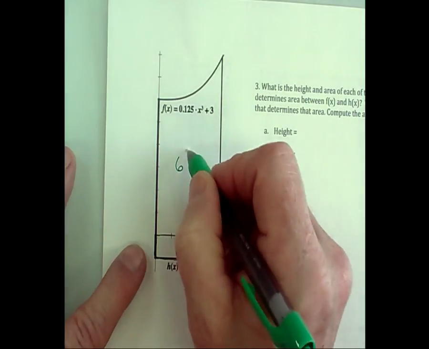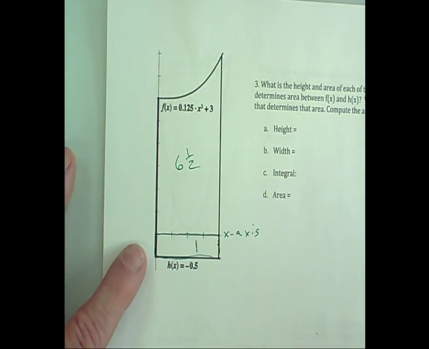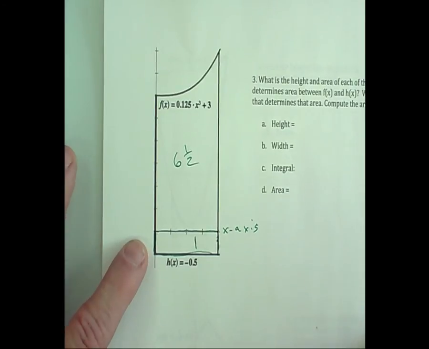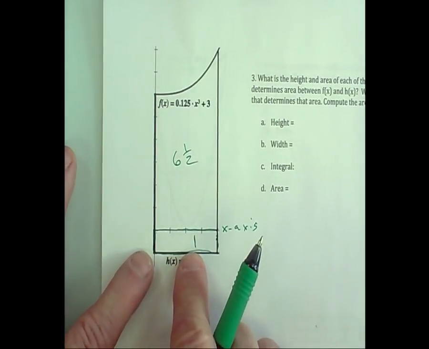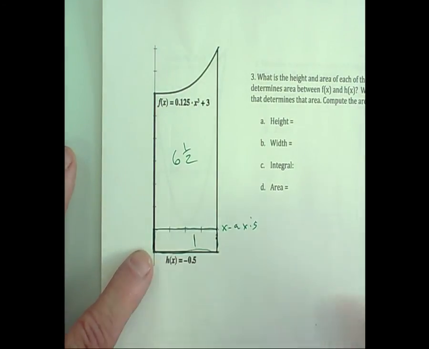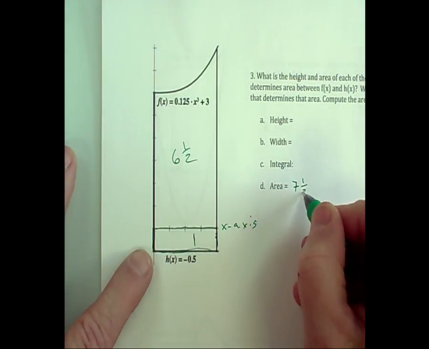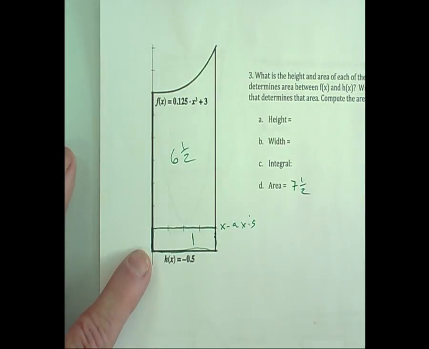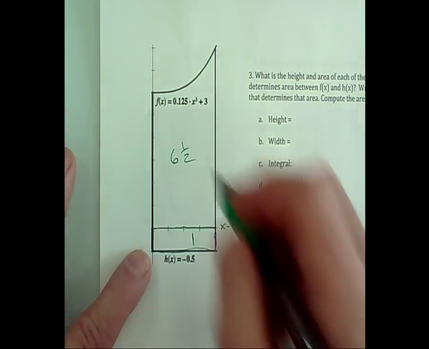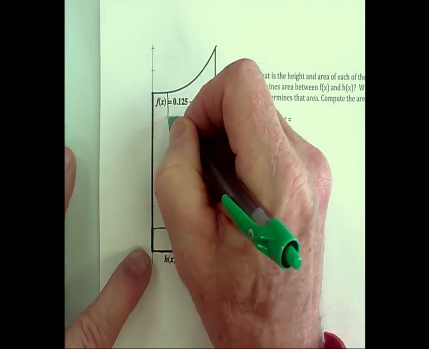So right here, Mr. Krebs said this is 6.5, correct? Remember from the very first one? And now we're going to add one more, aren't we? So we should get what for an area? 7.5. We better get 7.5. Because we're adding, correct?